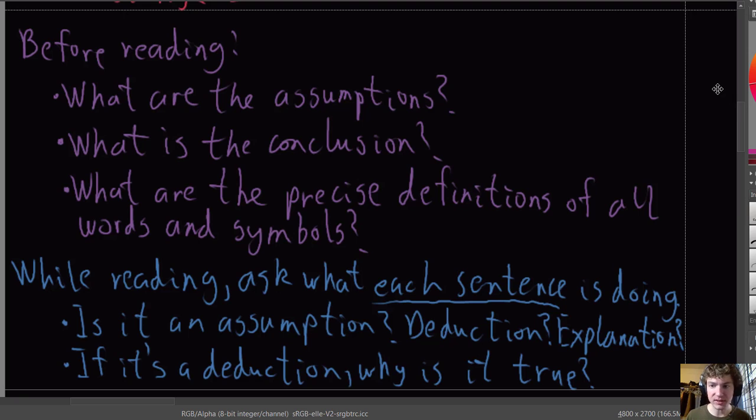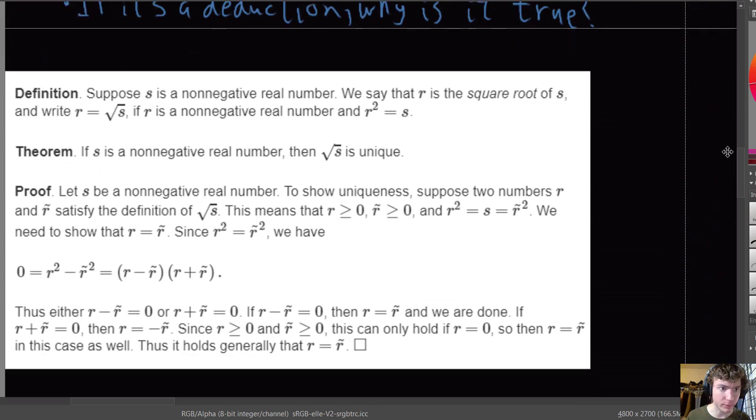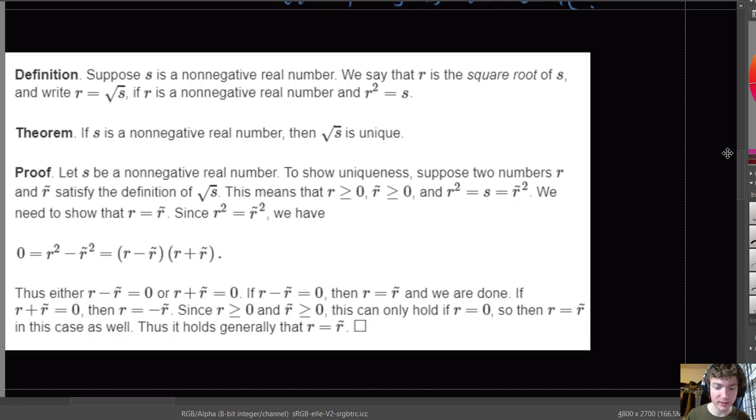So let's practice this proofreading thought process, these habits of mind we're trying to develop. Let's practice these by reading an actual proof, and I'll walk you through the way that I think as I read this. So first, since we're going to do a proof about square roots, I've included a precise definition of what we mean when we say square root.